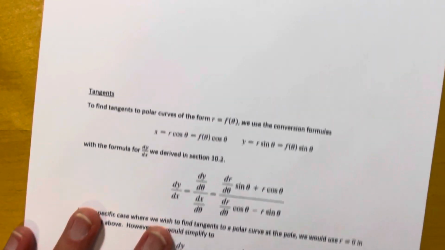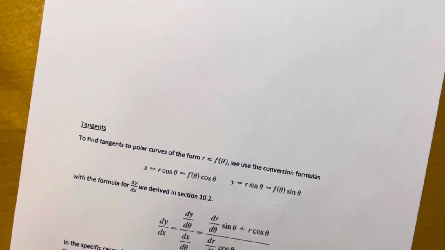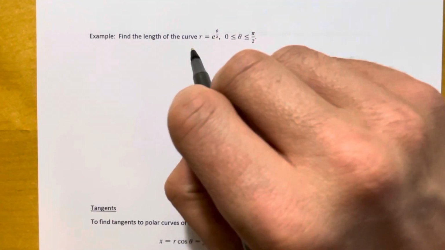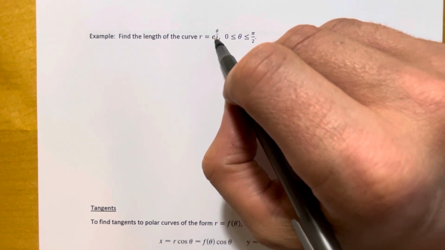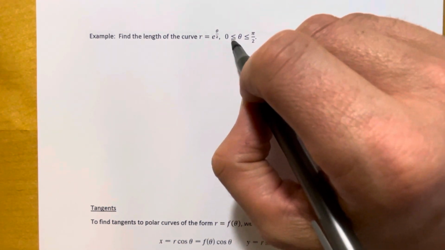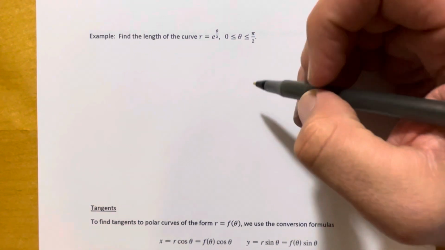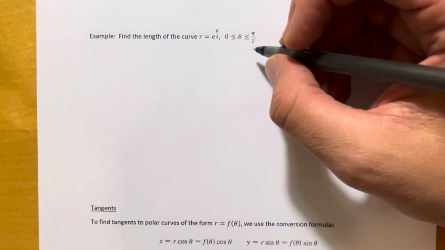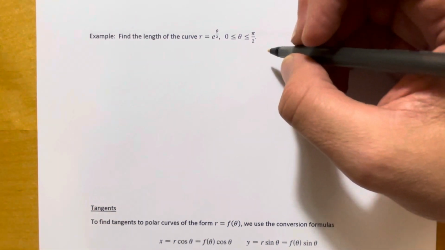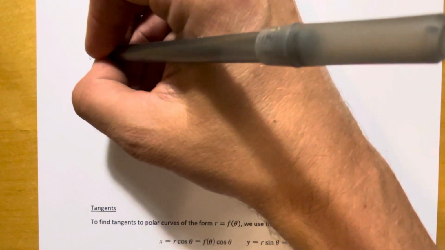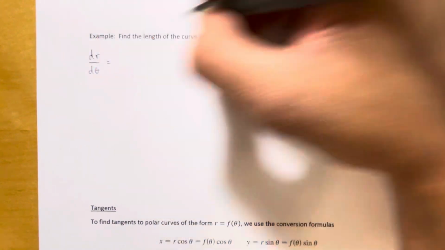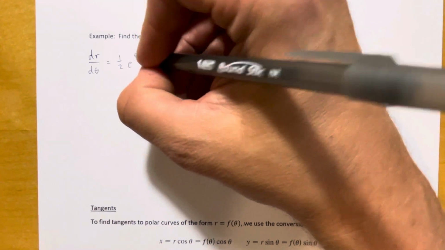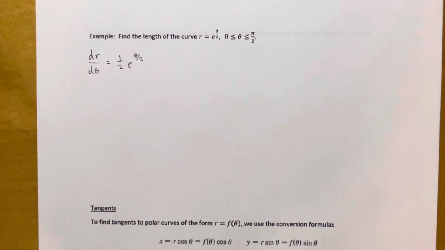Let's do an example where we have to compute the length of an arc of a given curve. Find the length of the curve r equals e to the power of θ over 2, from 0 to 2π over 2. In order to do that, I need r² and I need (dr/dθ)². Let's figure out what dr/dθ is first. That's very straightforward. It would just be 1/2 e to the θ over 2, just differentiating with respect to θ.